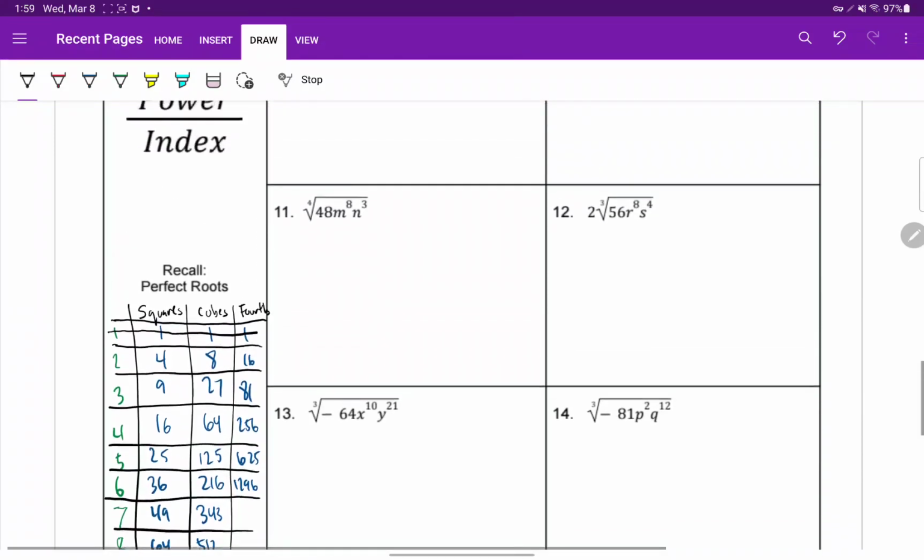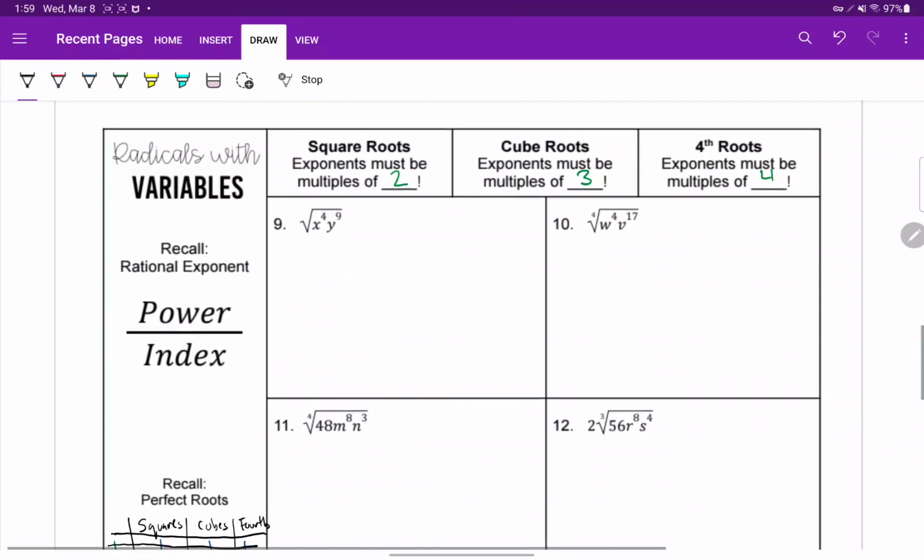Okay, so let me kind of show you how this works. So over here, it says if we deal with square roots, then the exponents must be a multiple of 2. If we're dealing with cube roots, we want the exponent to be a multiple of 3.